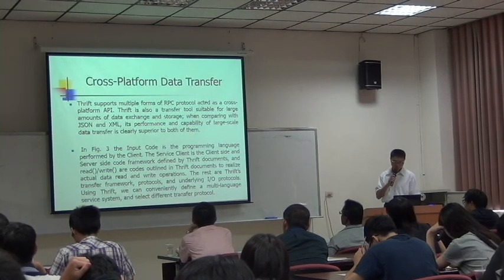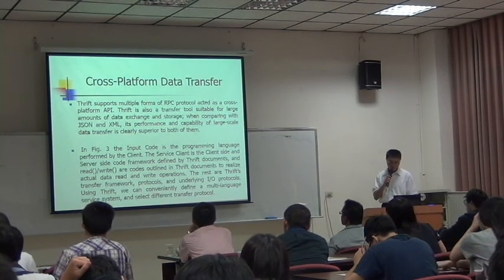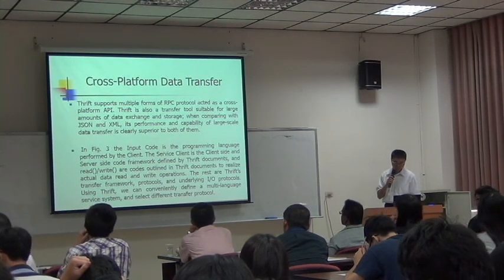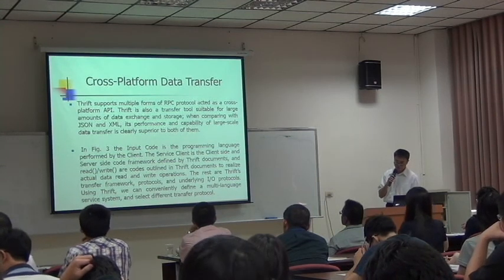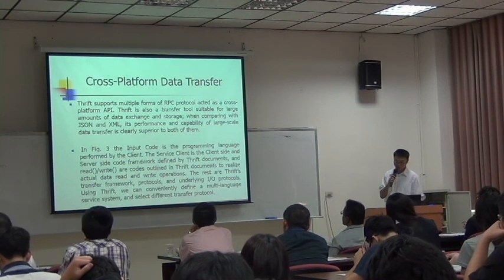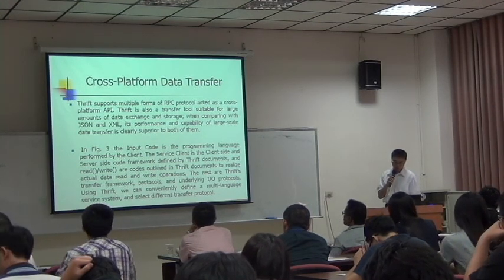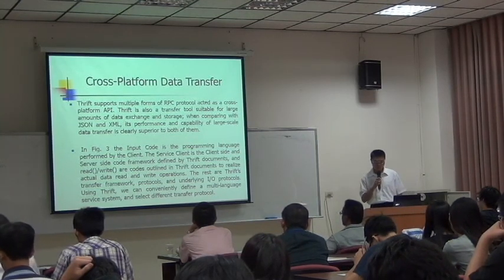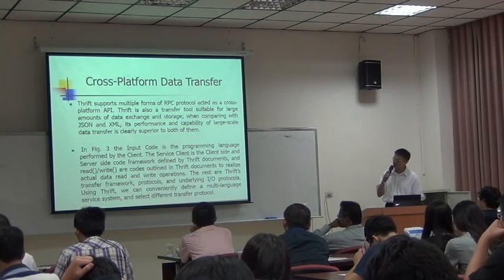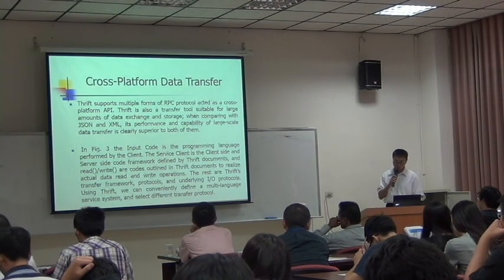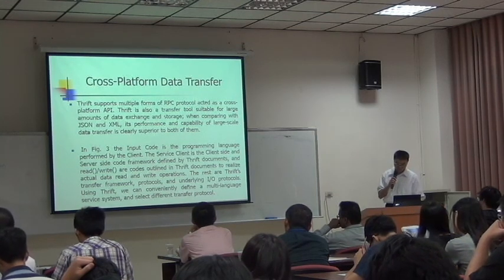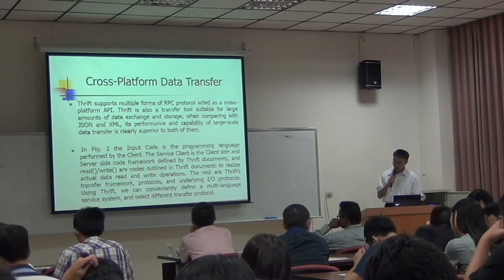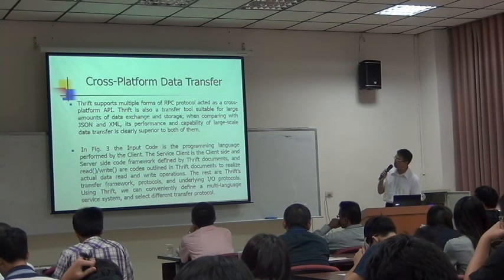Thrift supports multiple forms of RPC protocol, acting as a cross-platform API. Thrift is also a transport tool suitable for large amounts of data exchange and storage. Compared with JSON and XML, its performance and capability of large-scale data transfer is clearly superior.